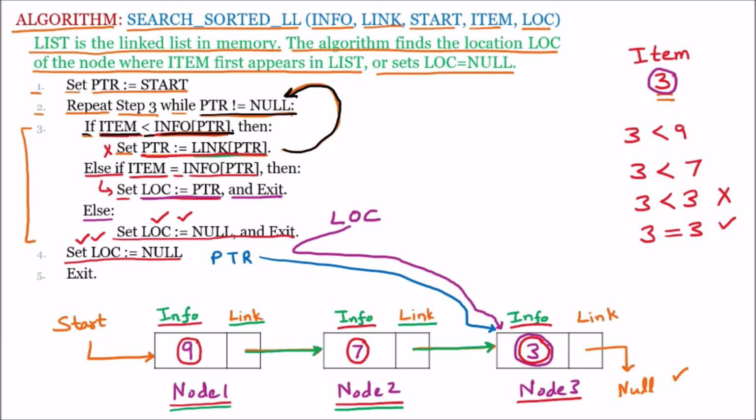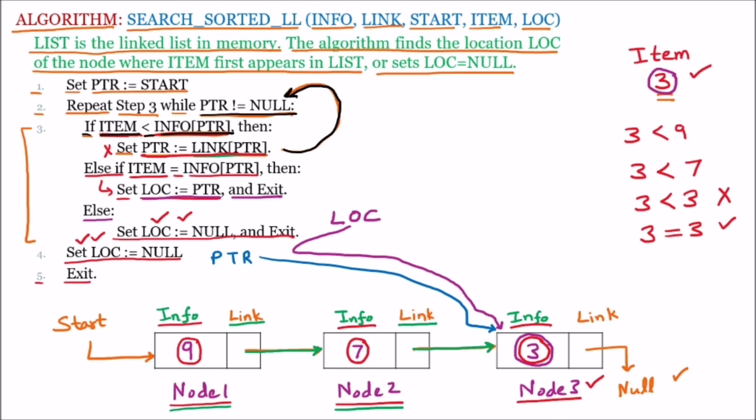But in this particular example we have gone through case number 2, where we satisfy our condition and find our element, and the element is found at node 3. So the location is the node 3 address, and afterward we will exit. So this is how the algorithm of linked list works for the sorted list.